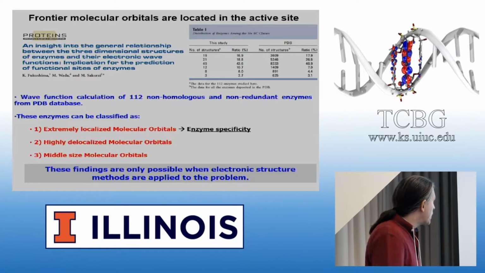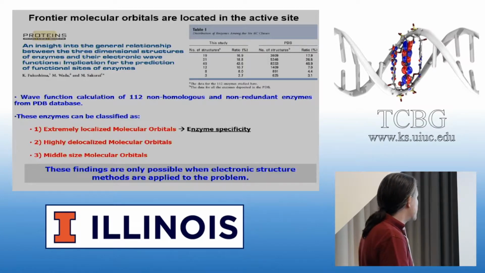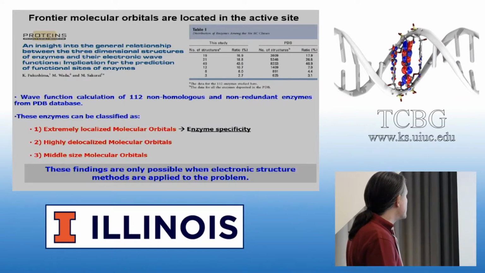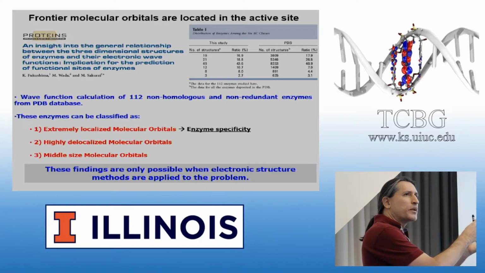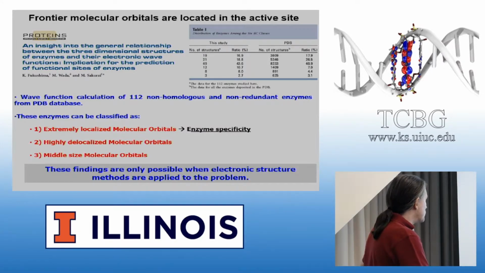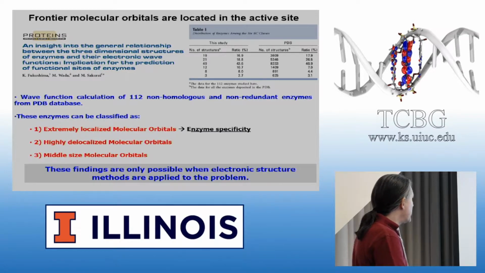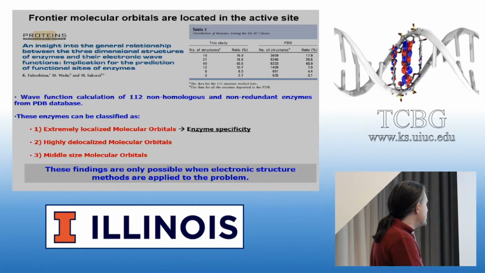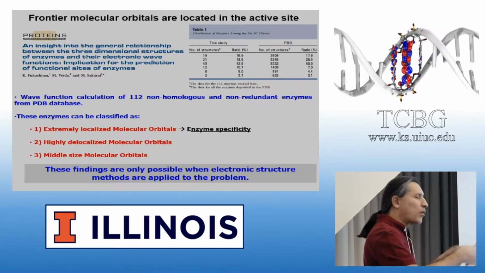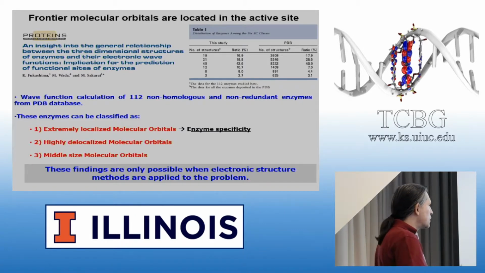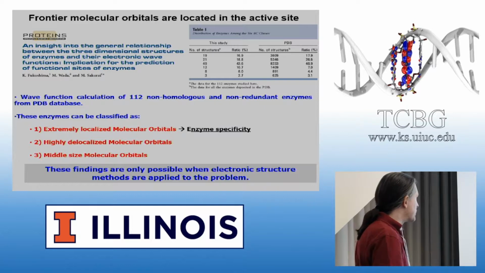And in a recent paper, I think the same group considered a small set of the PDB containing 112 non-redundant enzymes from the PDB database, and they did some semi-empirical calculation considering the electronic structure for all these enzymes.